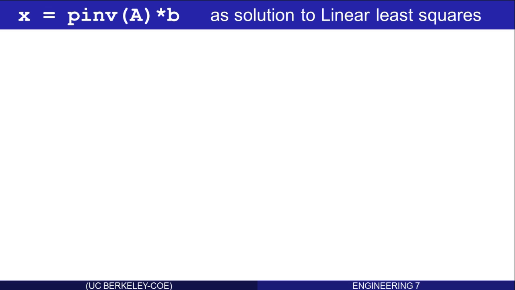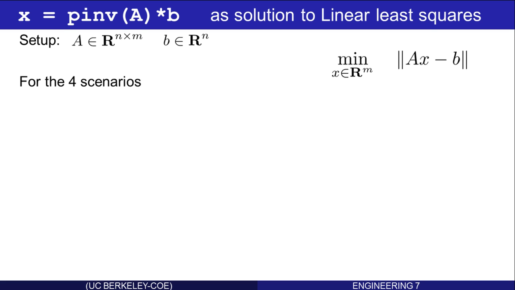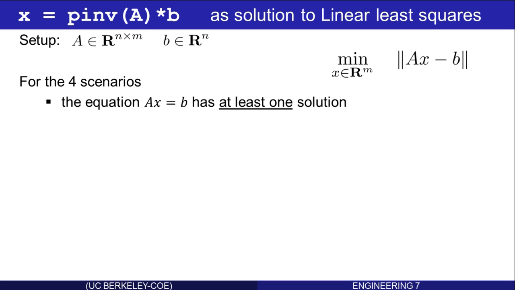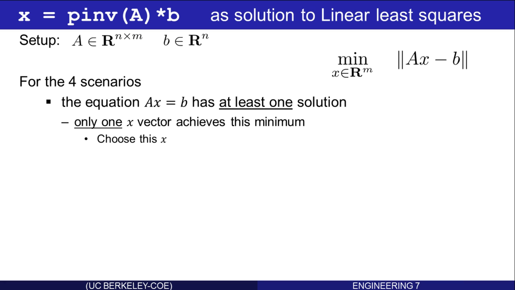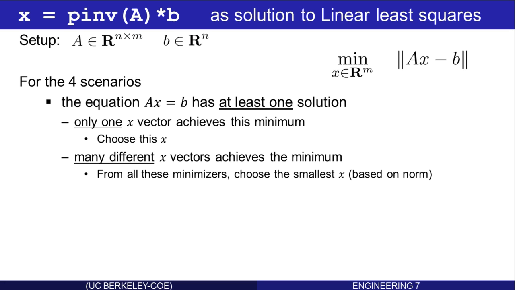One approach to solve least squares is the command pinv(A) times b. Let's discuss the properties of this solution technique for the four scenarios. Suppose the minimum possible mismatch is 0. In other words, Ax equals b has at least one solution. In the case there's only one vector that achieves the minimum, pinv(A) times b chooses that x. In the scenario that many different x vectors achieve the minimum, then pinv(A) times b picks from among those the one with the smallest norm.